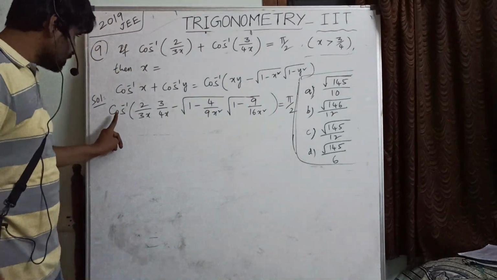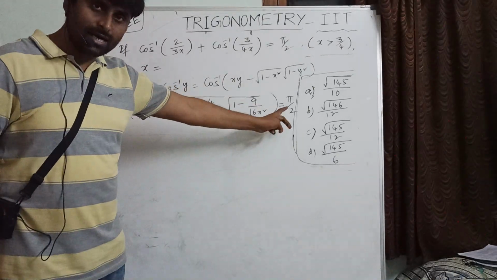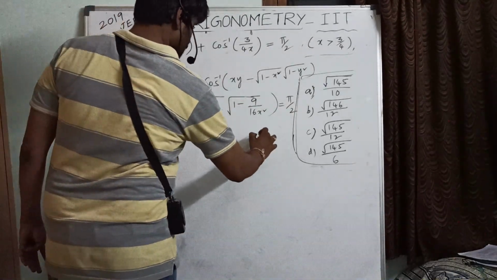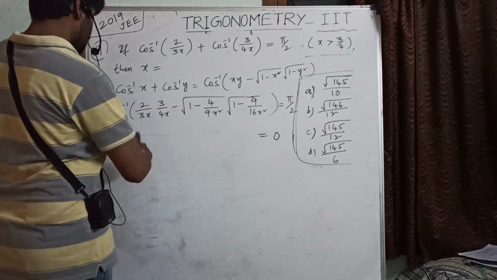Okay. See, cos inverse comes here. Cos pi by 2. It will be cos 90. Cos 90 is 0. So right side I can write 0. Cos inverse comes there. Cos pi by 2. Cos 90 is 0.